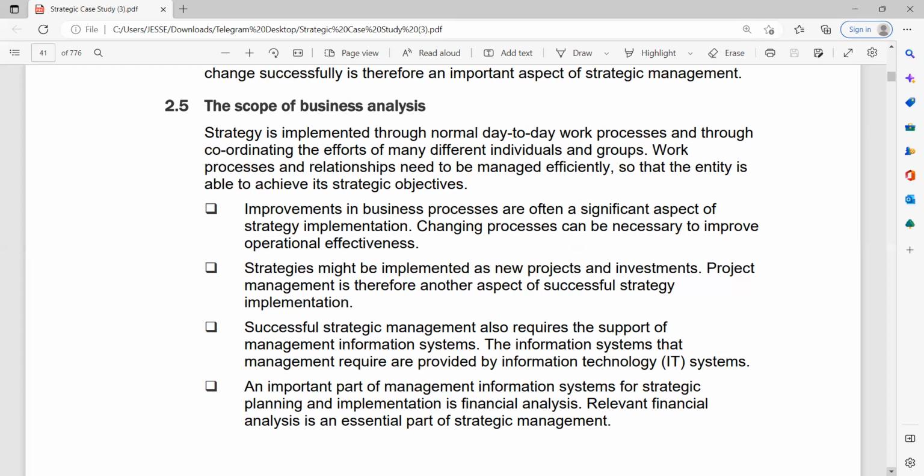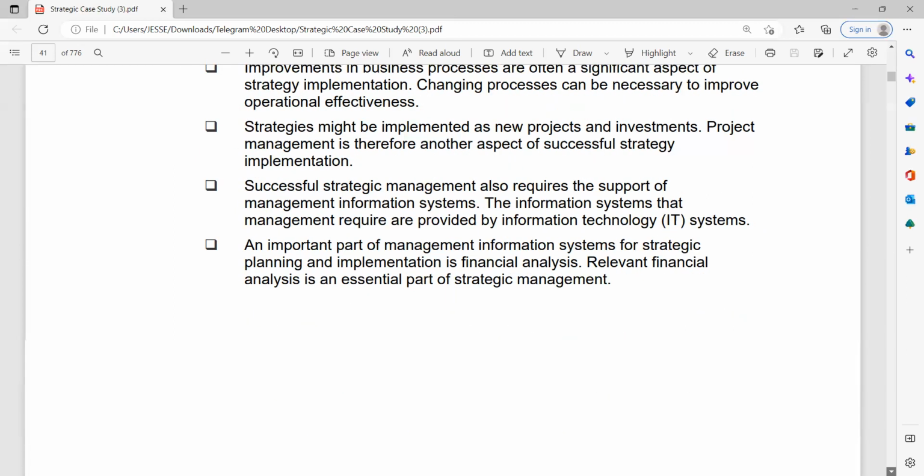So what we are basically talking about here is that for strategy to be implemented, we need to improve our business processes. We need to get the support of management information systems. And we need to ensure that all our new projects and investments align with what our strategy is saying. Very, very important.